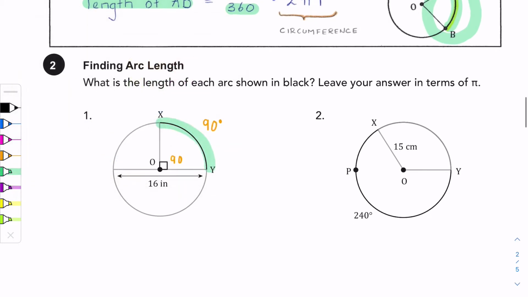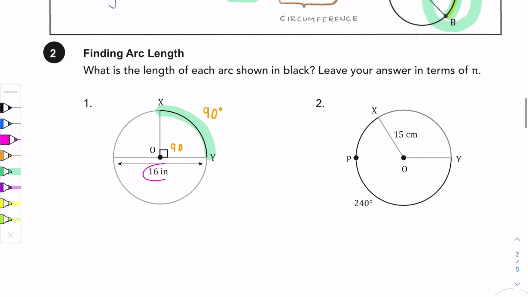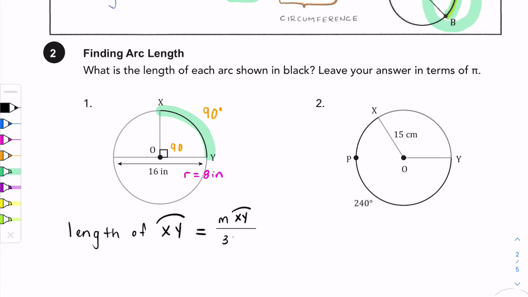When I start to fill in my formula, besides knowing the central angle, I also need to know the radius. If the diameter is 16, that's telling me that the radius is equal to 8 inches. So now I have enough information to fill in the equation for the length of arc XY. The length of arc XY is going to be determined by the measure of XY divided by 360 multiplied by the circumference of 2 pi r. And don't forget that the measure of arc XY is going to be in degrees.